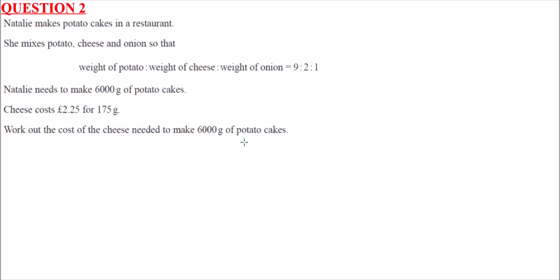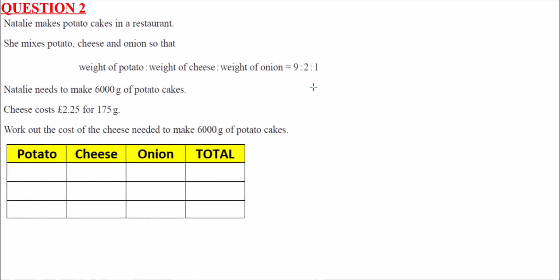Question 2. Natalie's making potato cakes in a restaurant. She mixes potato, cheese and onion so that the ratio of weight of potato to the weight of cheese to the weight of onion is 9 to 2 to 1. So you can get this into a ratio table now. So 9, 2 and 1 for potato, cheese and onion, and 9 lots of potato, 2 lots of cheese, 1 lot of onion gives us a total of 12 parts, 12 lots or 12 measures of the ingredients.